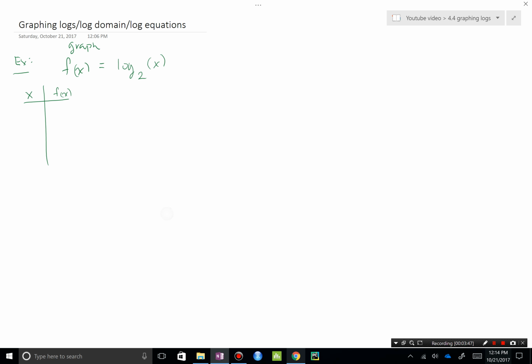So I'm going to plug in 2 here. Why? This is a base 2. So if I plug in 2, 2 to the first power is 2. Or how about 4? 2 to the second power is 4. How about 8? 2 to the third power is 8. How about 1? 2 to the 0 power is 1, right? So when you graph this, just by doing this, you see that when you plug in 1, you get 0.